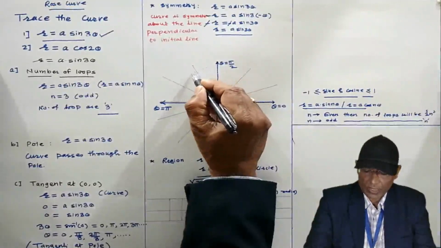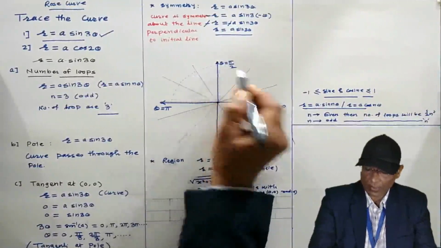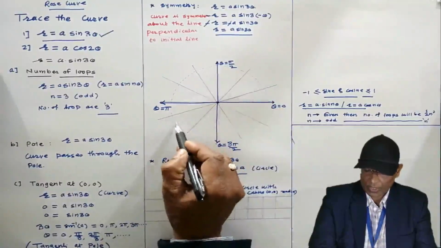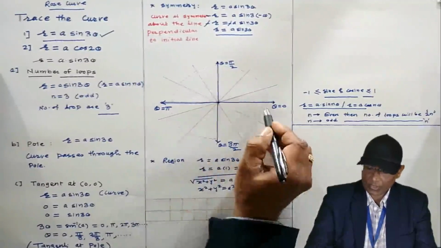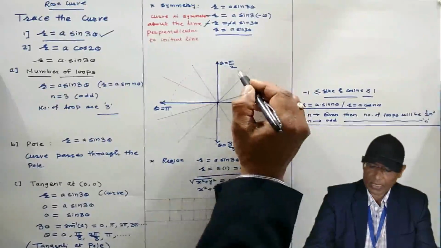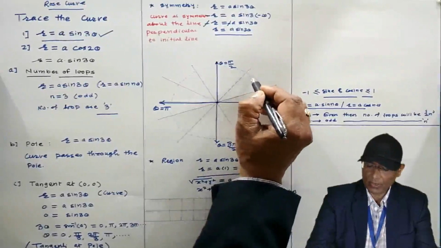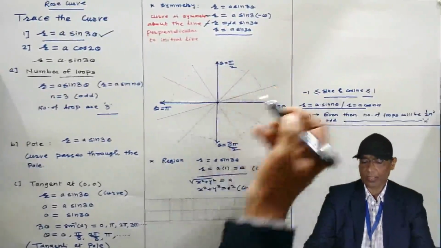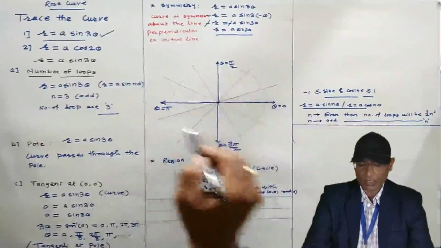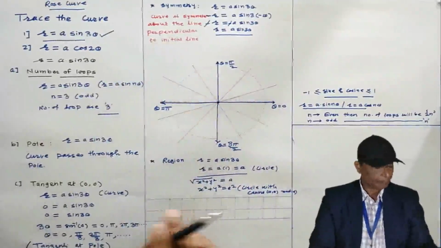Means in this region the curve will lie. In a circle of radius a, the curve lies. Okay, I am drawing the circle freehand. You will not find an exact circle. I have drawn this circle just for the sake of understanding, and in this circle, this curve will lie.